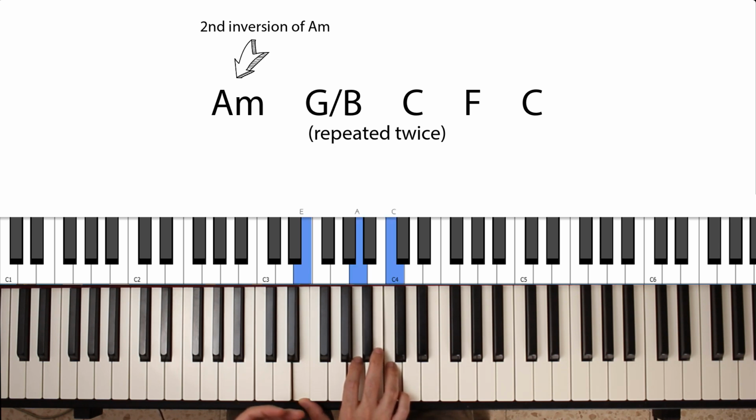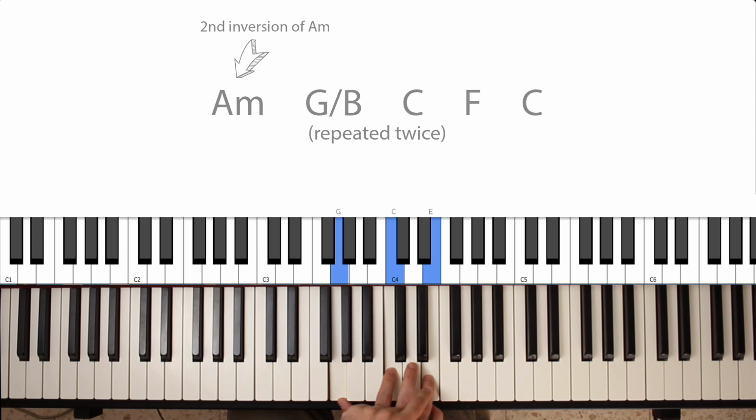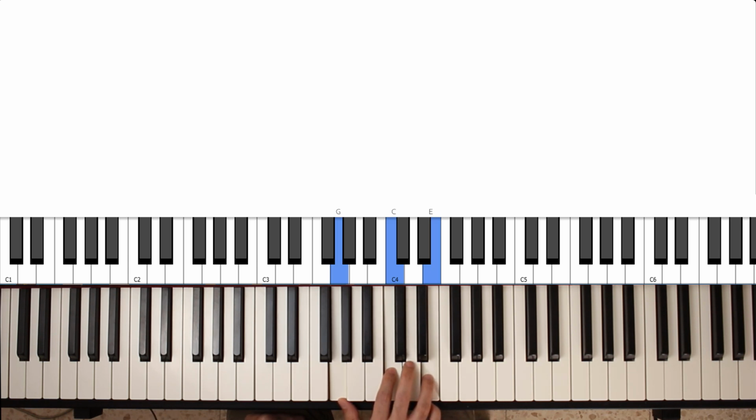The entire idea here being that I basically looked for the inversion of A minor that had C as its uppermost note. This is the second inversion, and then I used the regular chords I already taught you because they already had D and E as their uppermost notes.